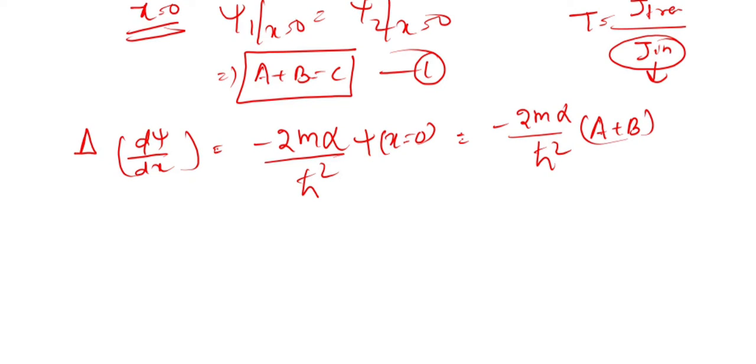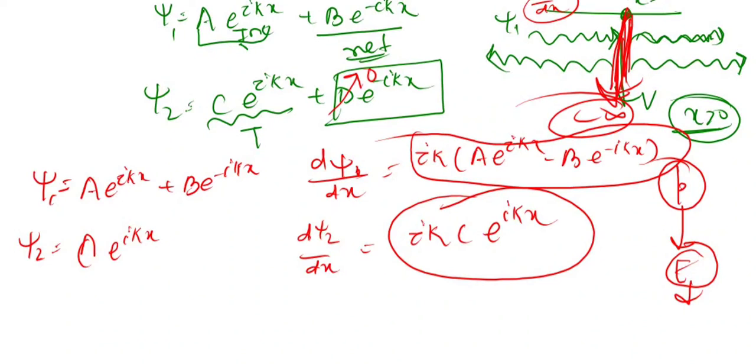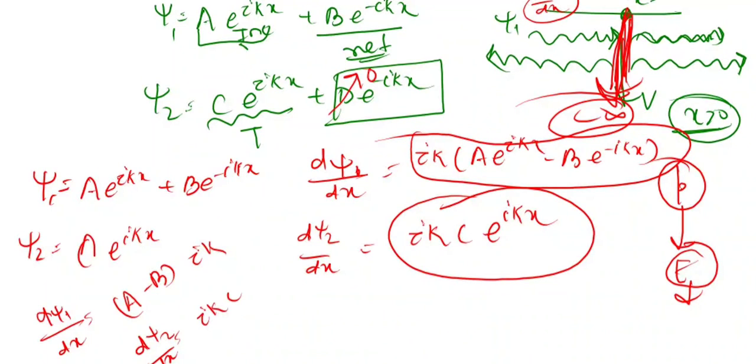These are the things, and from this equation, this is our final dψ/dx, this is our initial dψ/dx. So you can find out the discontinuity. At x equal to 0, dψ1/dx is equal to (a minus b) into iota k, and dψ2/dx at x equal to 0 is nothing but iota k c. So their difference will be there.